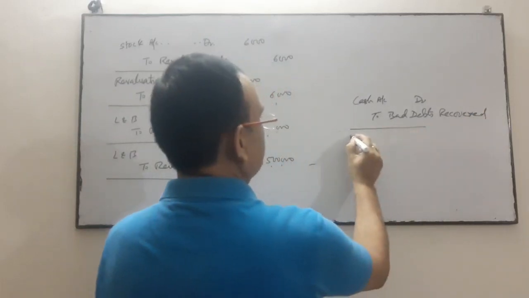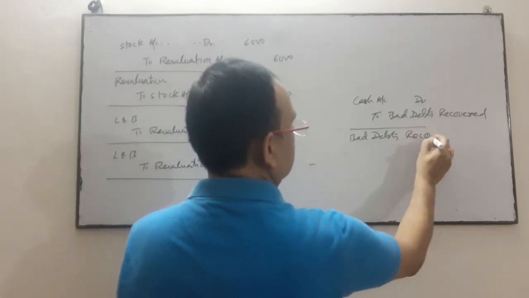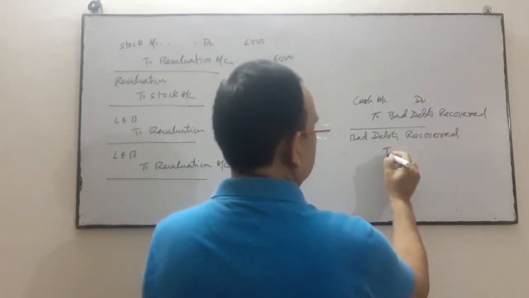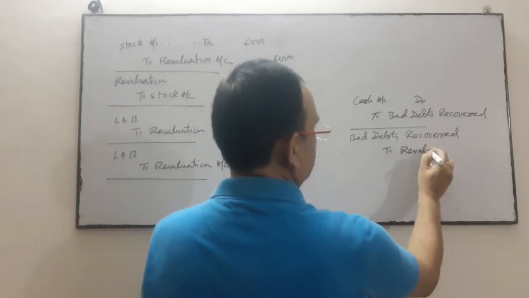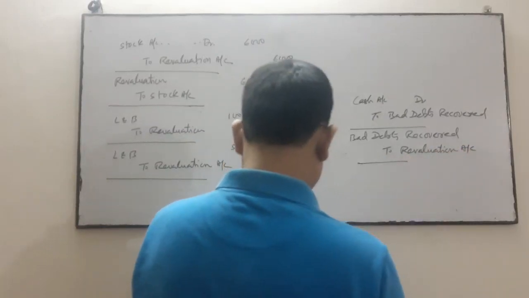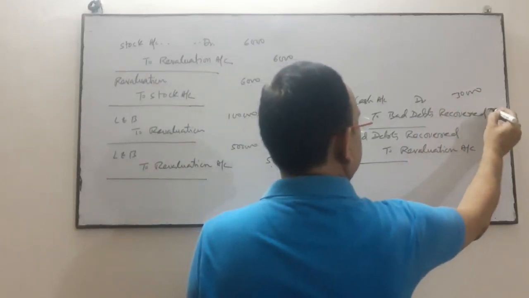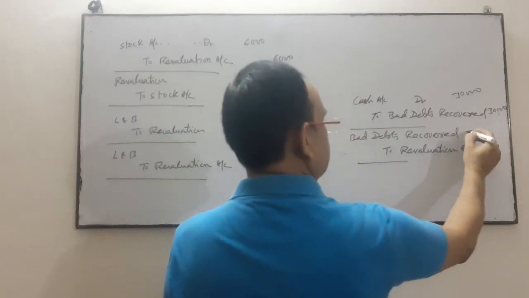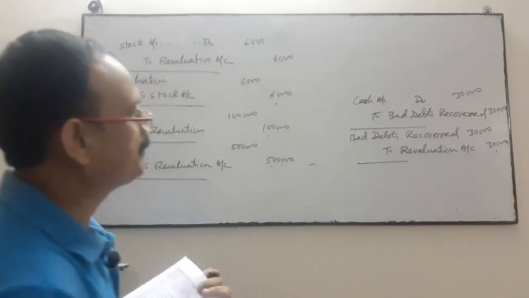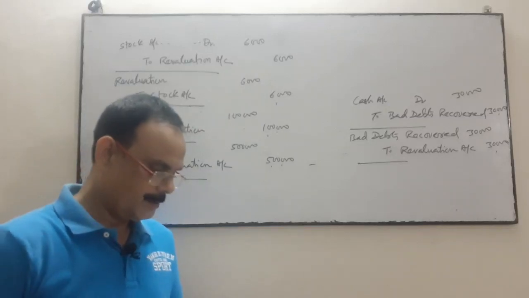And the second entry will be bad debts recovered account debit to revaluation account. So the entry is very simple. The 30,000 amount is recovered, which was earlier considered as bad debts, and thereafter this amount will be transferred to the credit side of revaluation account because it's an asset. Is it clear?